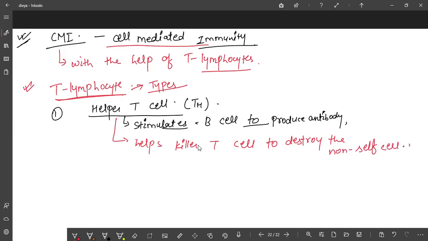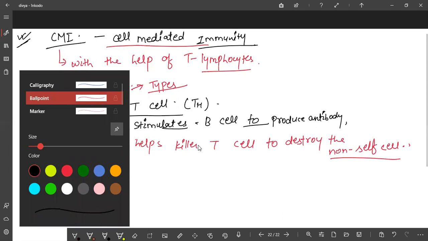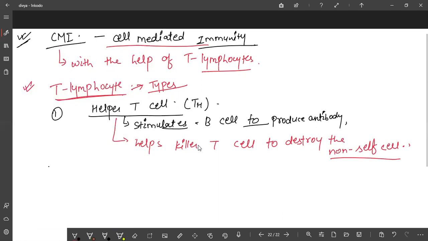Non-self cell. Is it clear to you? So what is the function of helper T cell? Firstly, it will stimulate the B cell to produce antibody, and second, it helps killer T cell to destroy the non-self cell. Now, the second T lymphocyte is killer T cell.